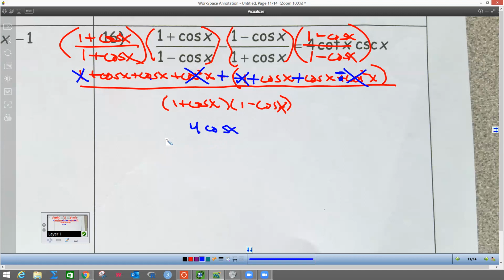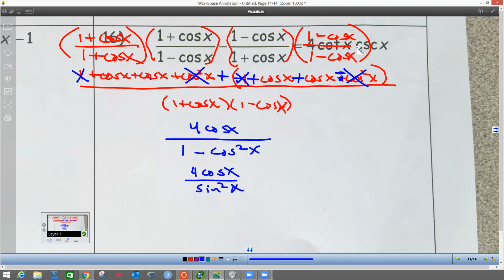And then on the bottom part, I'm going to FOIL these together, and this is a conjugate times a conjugate, so this is 1 minus cosine squared x, which makes this whole thing, from the Pythagorean identities, the bottom part is sine squared x. And now I've got to break this up, because I've got to have two answers over here.